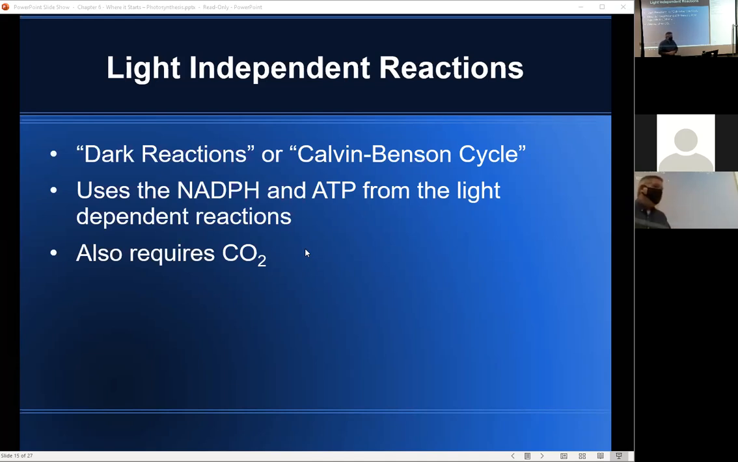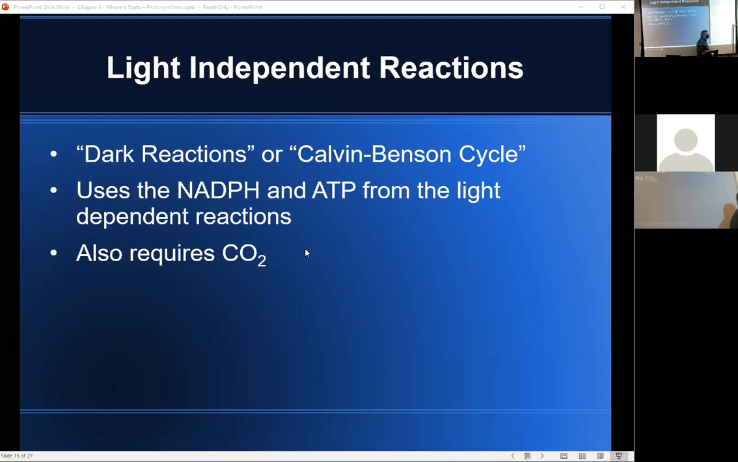Okay, I'm not seeing any questions from Zoom. So let's continue then with the light-independent reactions. So again, these used to be referred to as the dark reactions. The reason we don't call them the dark reactions anymore is because although they can happen in the dark, it doesn't have to be dark for these reactions to happen. They actually happen all the time, regardless of whether there's light available or not. So we refer to them now as light-independent reactions.